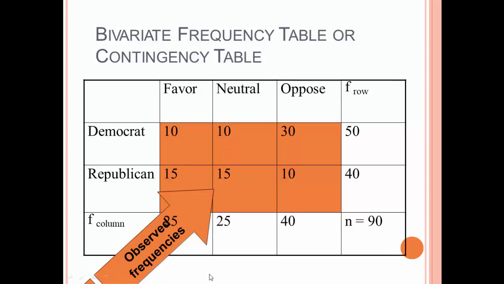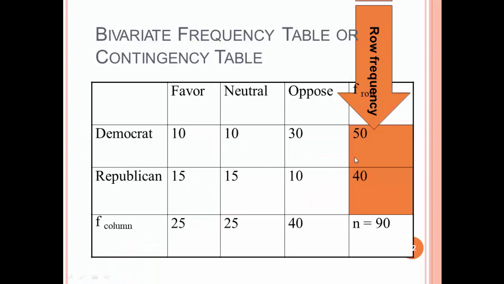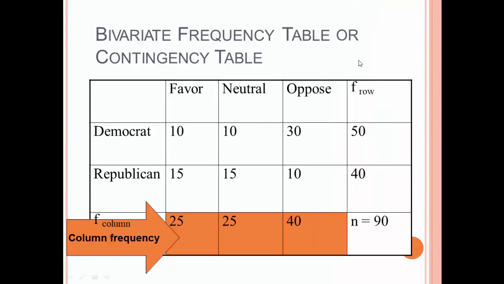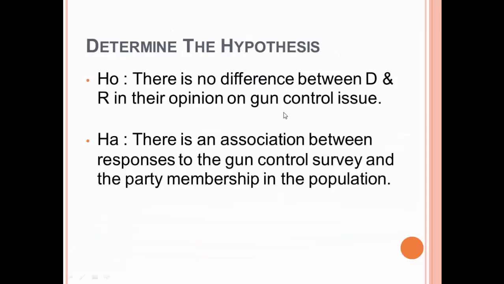Bivariate frequency table or contingency table. These highlighted entries represent the observed frequencies, and the column highlighted with orange color represents the row frequency, and the block represented with orange color gives us the depiction of column frequency.